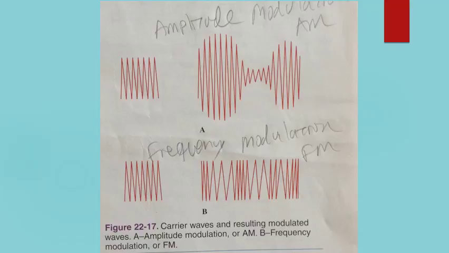Amplitude modulation. Amplitude modulation occurs when the amplitude of the CW radio wave is made to vary at an audio frequency rate. Amplitude modulation is referred to as AM. In a second method, the radio wave frequency is made to vary at an audio frequency rate. This is called frequency modulation, or FM. Part A shows the modulation of the amplitude of a carrier wave. Part B shows the modulation of the frequency of a carrier wave.